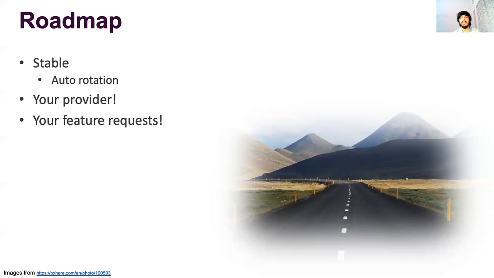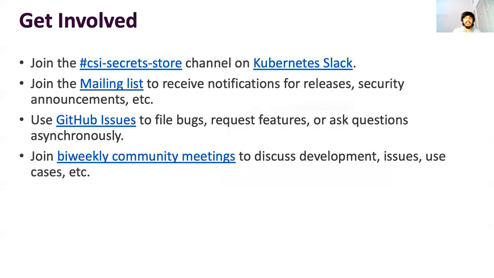If you're interested in adding a new provider for the CSI driver or have feature requests, reach out to us on Slack or on GitHub. If you would like to get involved, you can join the CSI Secret Store channel in Kubernetes Slack. We also have a mailing list for notifications on releases and security announcements. We use GitHub issues to track bugs or feature requests or to answer any questions that you might have asynchronously. Also, we hold a bi-weekly community meeting, every other Thursday at 11 p.m. EST.